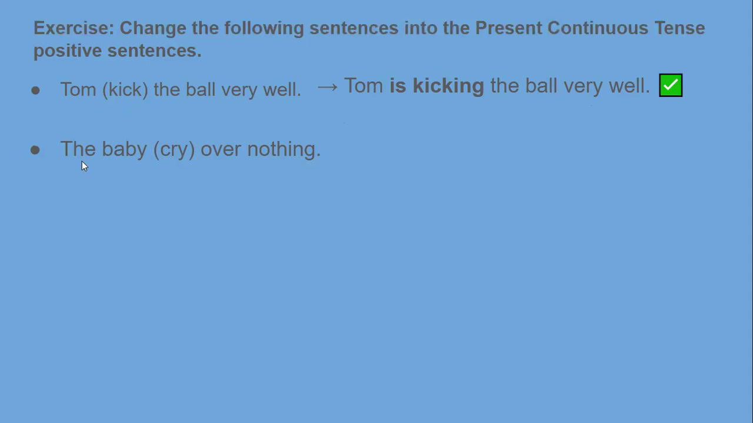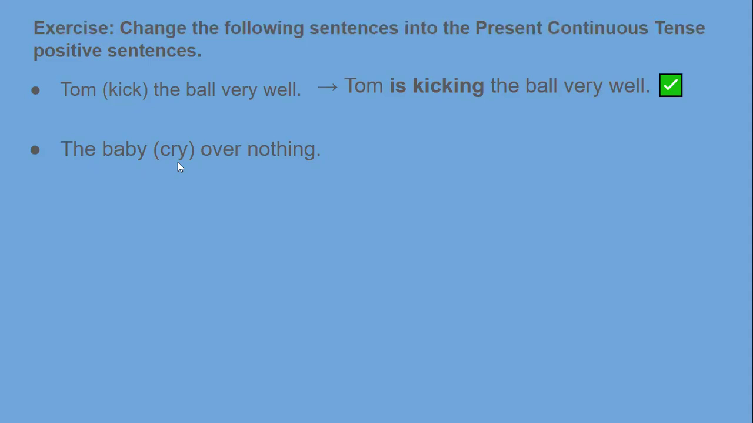Second, the baby cried over nothing. The baby is the subject. The baby can be a he or a she. So the subject is a he or a she, and therefore we need to put the verb to be is, right? Because the subject is a he or a she. So we put the subject is. So the verb to be is after the subject he or she.